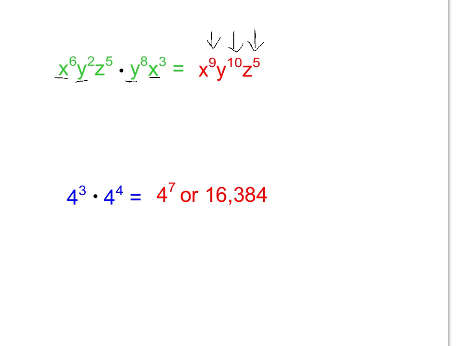Now this bottom one, instead of a variable, I had a number as the base. So I do the same thing, 4 to the 3rd power times 4 to the 4th power, since it has the same base. See how I kept the base the same, 4, and I just added the exponents and I got 7. But then I can actually go one step further because I can figure out what 4 to the 7th is. I could go to my calculator and use it to figure out what 4 to the 7th power is, and it ends up being 16,384.